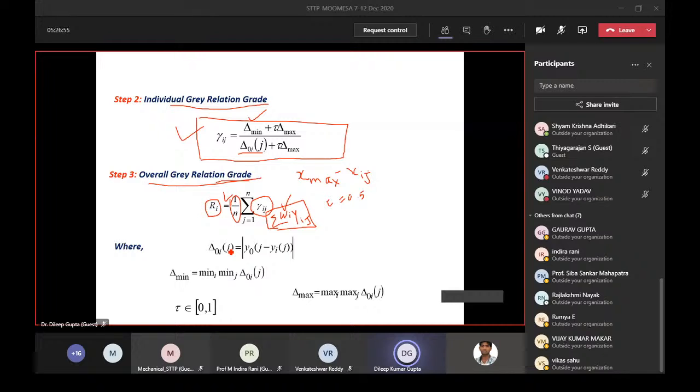I was talking about delta ij, which is the modulus form of yij minus gi, as I told you: you have to take the difference between the response and its corresponding maximum value. Okay. Tau generally varies between 0 and 1, but in most cases we take 0.5, which is applicable for most cases in general.